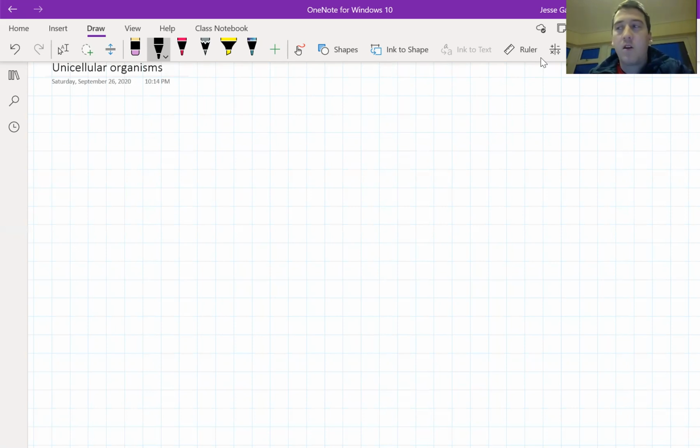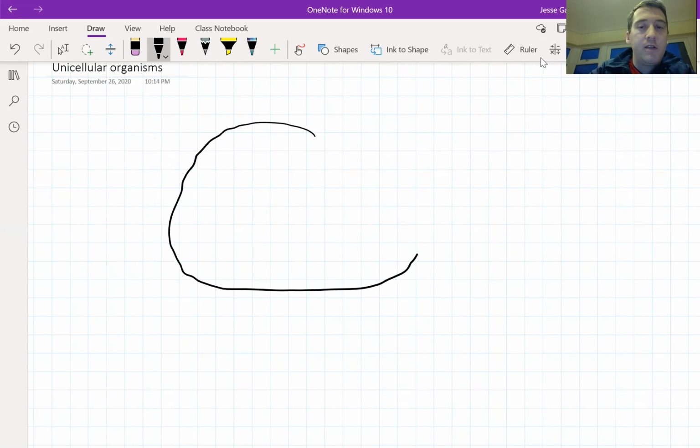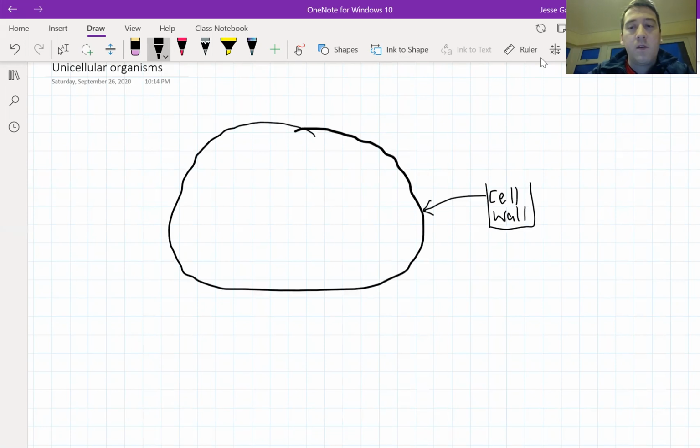Today, we are going to learn about bacteria. So this is a bacteria. I'm drawing a bacteria. And a bacteria has a cell wall. The cell wall strengthens and protects the cell. That's the cell wall.